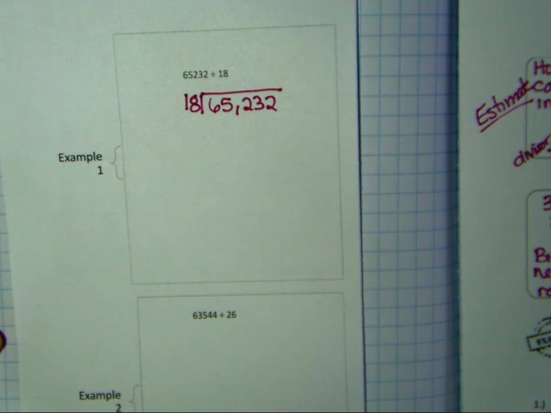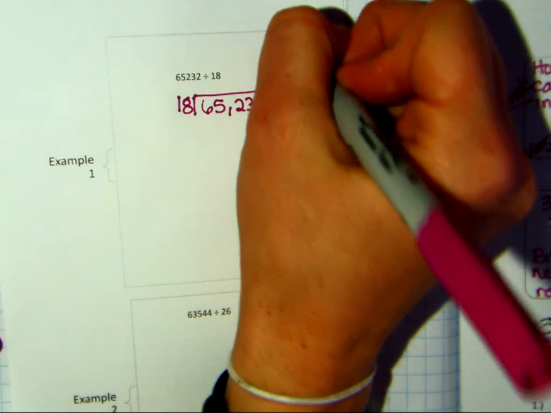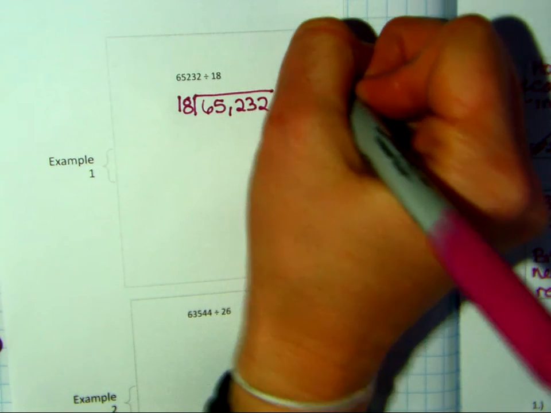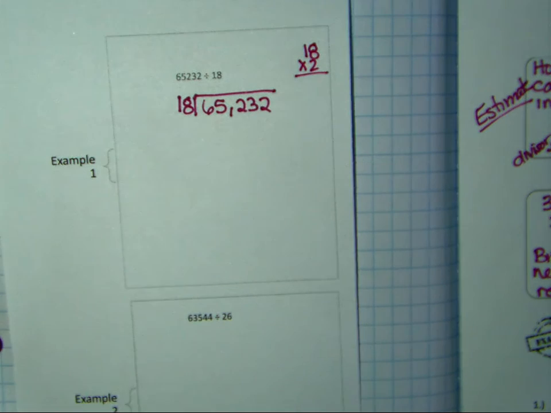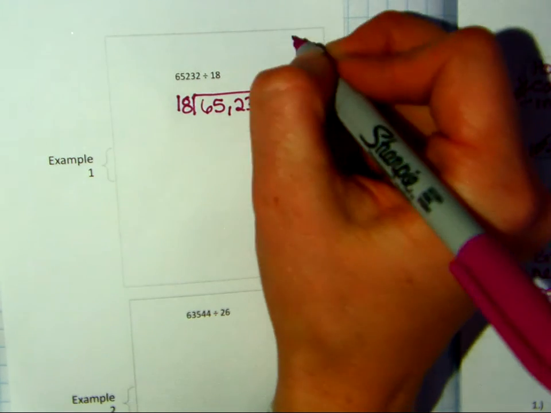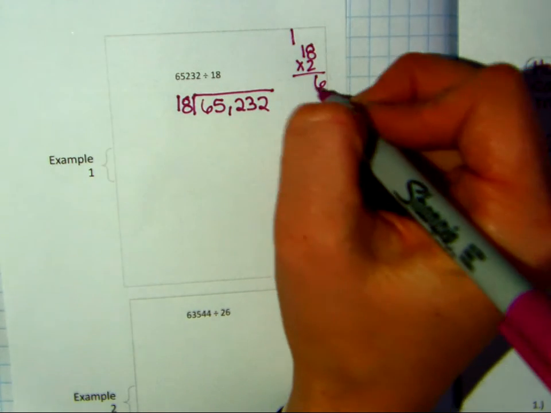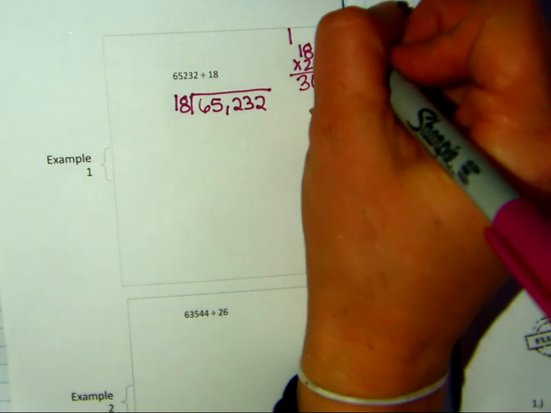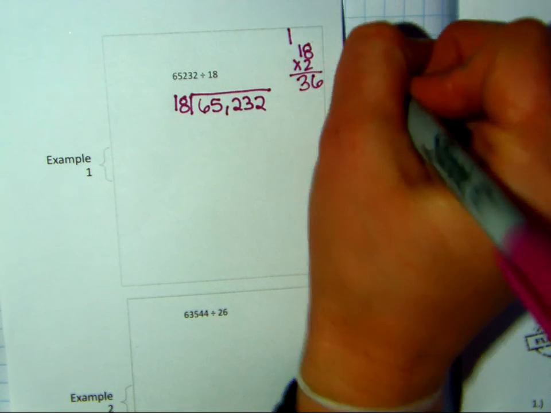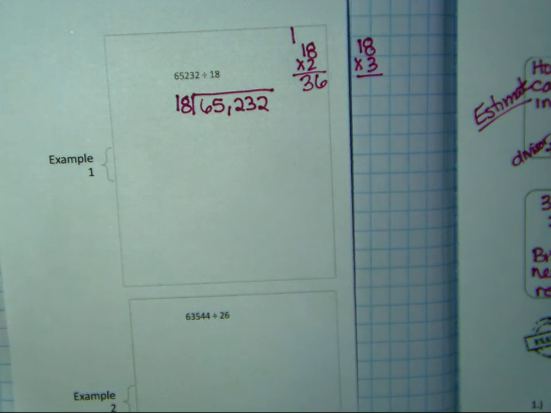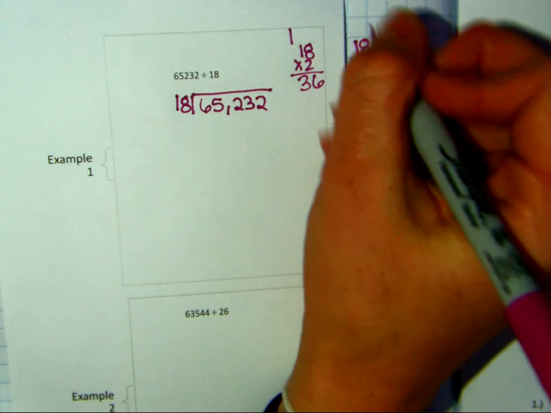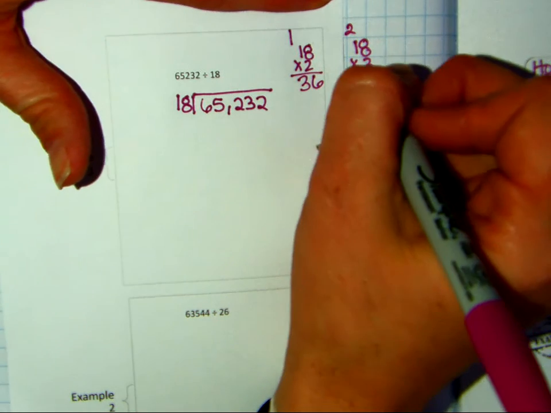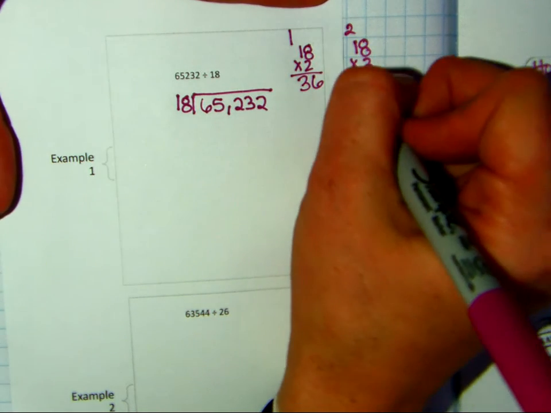Now, before I start this, sometimes I like to give myself a little toolbox of sorts to help myself out. So I'll say, okay, 18 times 2. Well, what's 18 times 2? 2 times 8 is 16, carry the 1. 2 times 1 is 2 plus 1 is 3. Okay, so now I do 18 times 3. 8 times 3 is 24, carry the 2, and I end up with 3 times 1 is 3 plus 2 is 5.